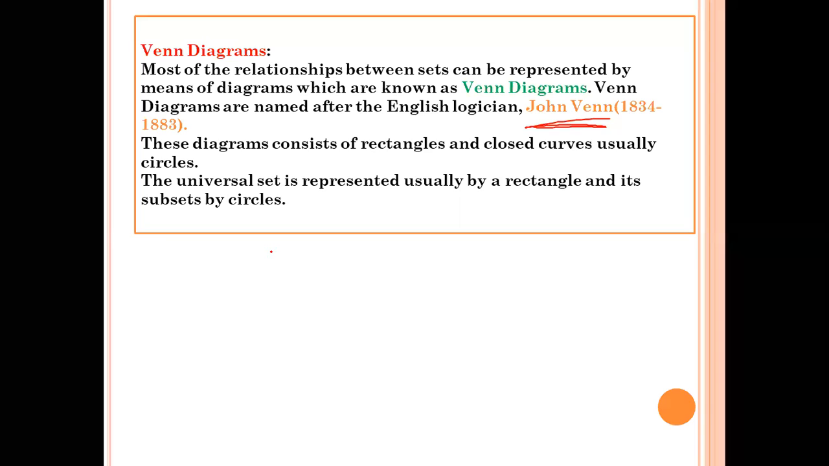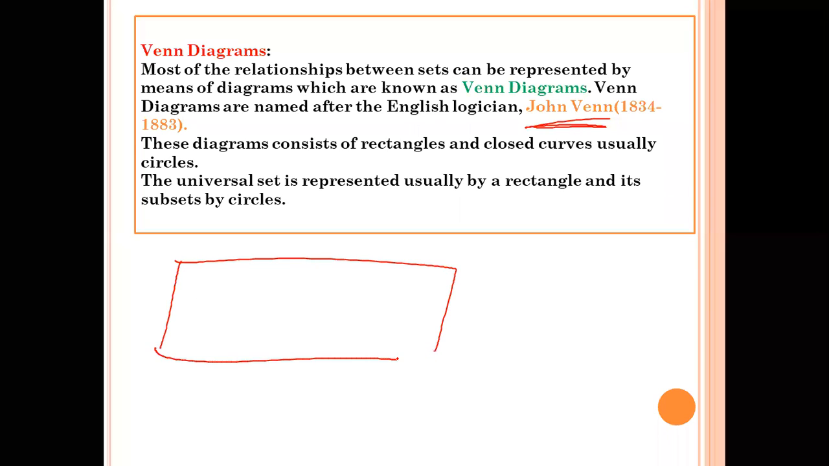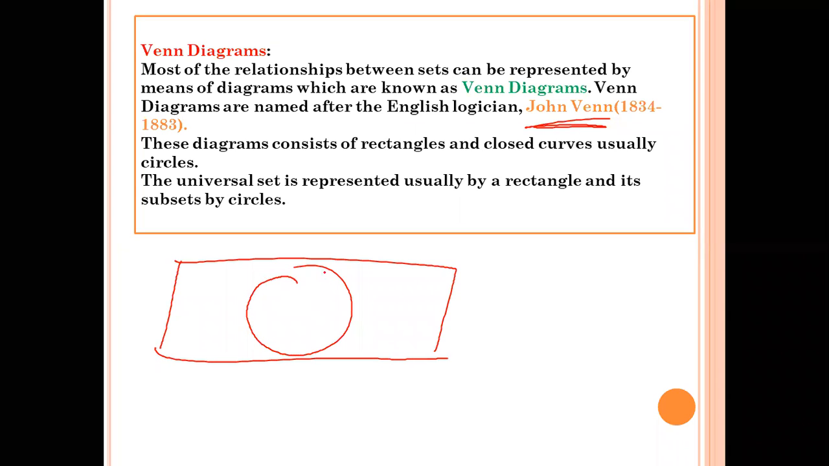Now, how will this be? You have to visualize. So these consist of rectangles and closed curves, which means there will be a rectangle, and inside it there will be a circle. Closed curve, normally we go for circles. When we call Venn diagram, we normally, bear with my drawing skill, students, because I'm very bad at doing this. This is a circle. You can understand it is a circle. So when you talk about Venn diagram, it should have a rectangle, and inside that rectangle there will be a circle.